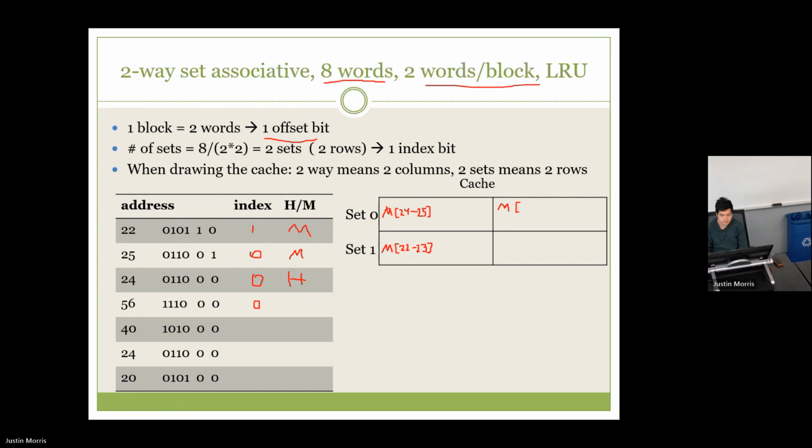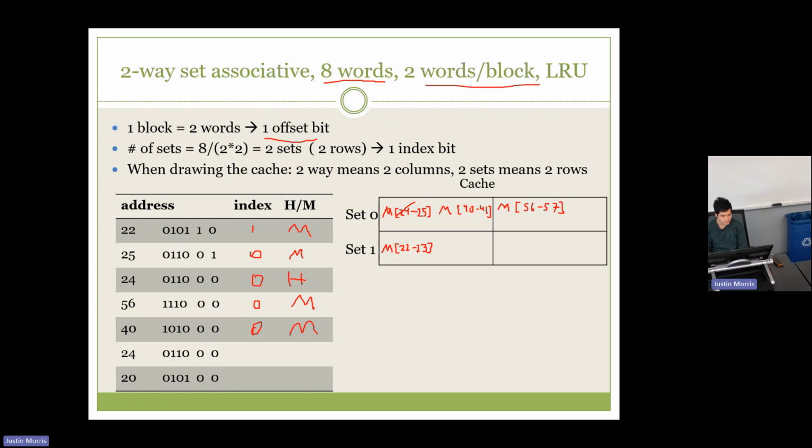Memory. What goes here? This was a miss. 40. Index is 0. There's two things here. Do either of the tags match? So then I have a miss. Which one do I replace? 45. That one was least recently used. So 40 through 41.